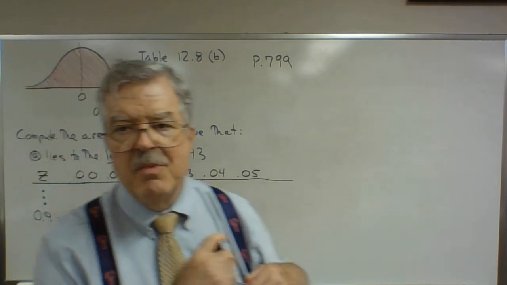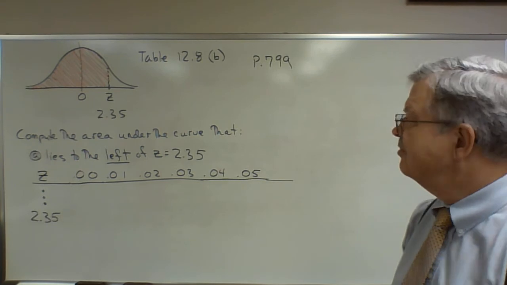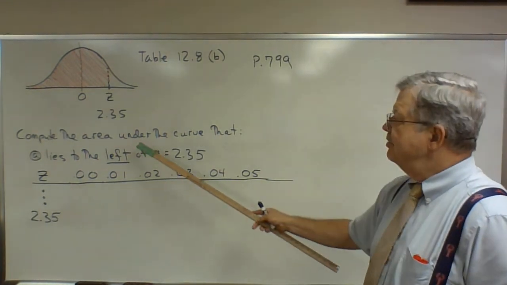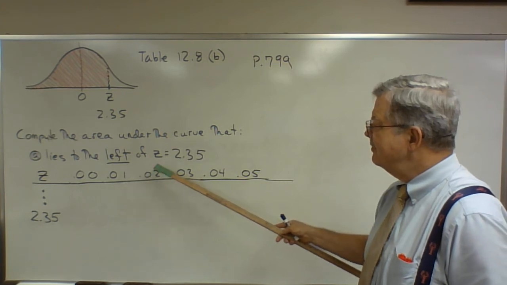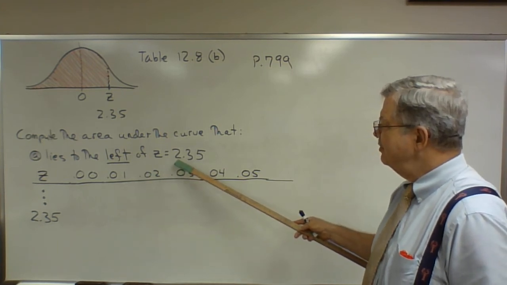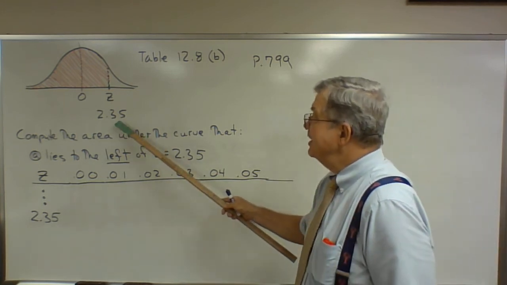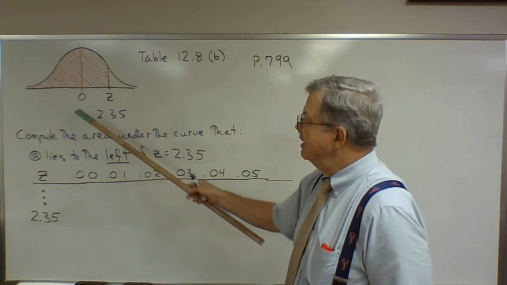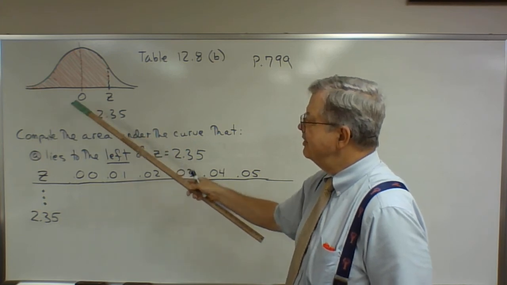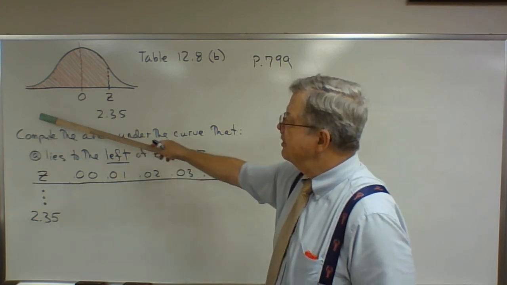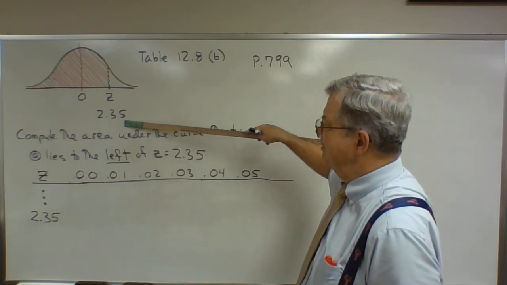Let's do one more before we start to get tricky. Compute the area under the curve that lies to the left of Z equals 2.35. Again, Z equals 2.35 is to the right of 0. So we want the graph whose shaded area extends to the right of 0.